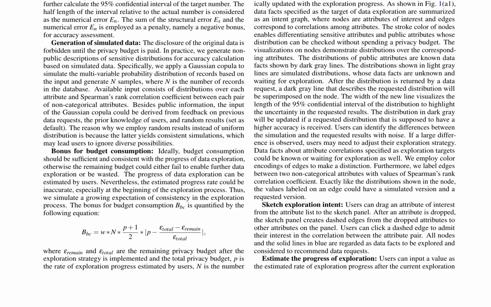To estimate exploration progress, users can input a value as the estimated rate of exploration progress after the current exploration. This is used to calculate a bonus for budget consumption, quantified by the equation BBC equals W N P plus 1, 2, P epsilon total epsilon remain, where epsilon total and epsilon remain are the total and remaining privacy budget, respectively. N is the number of records in the database, and W is an empirical parameter used for bonus weighting. The default value for P is set at 100%, indicating that it is feasible to spend all remaining privacy budget to satisfy the specified exploration intent.